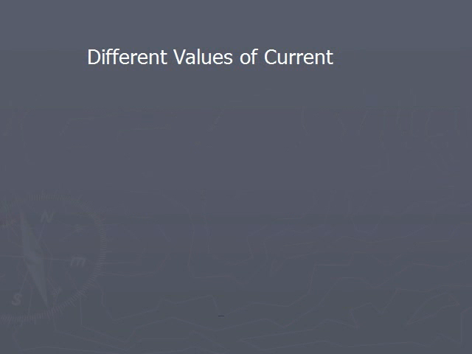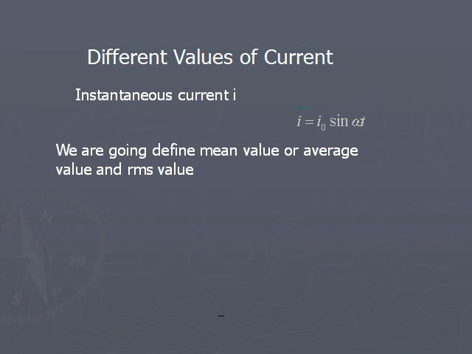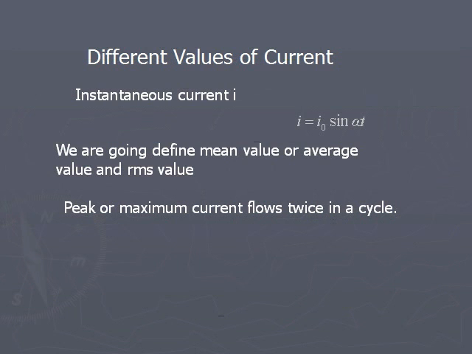Now I will pass on to different values of currents, average value, RMS value, etc. The instantaneous value of current is given by the relation I is equal to I0 sin omega t. Taking this relation, we can define average current and RMS current, and then we can calculate these values. We use mathematical relations for deriving these. Here I am omitting those mathematical relations. We will learn of them in higher classes. For the present, I will give the results of these calculations.